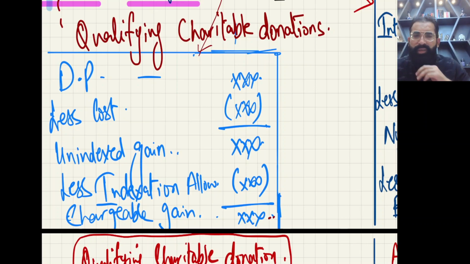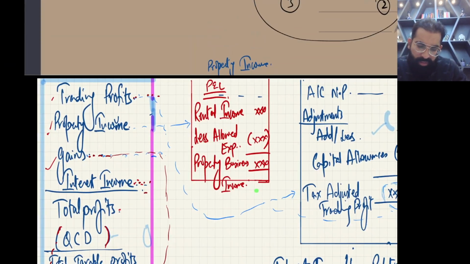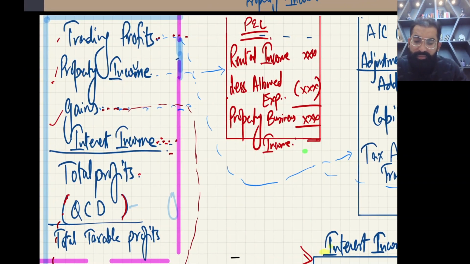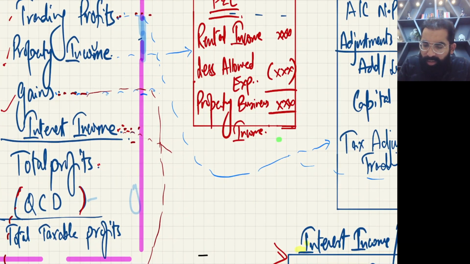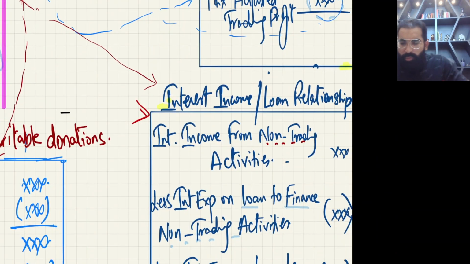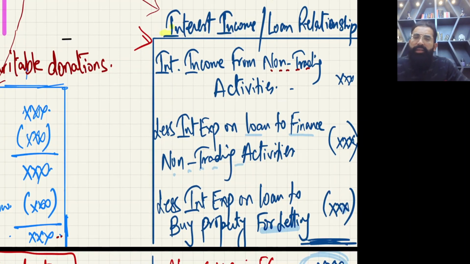And this chargeable gain will come here. Now the fourth thing is very interesting and new, which is interest income. This is a special treatment in corporation tax. If you click on the interest income button, you will land on this working. This is a very interesting working. This box is called interest income, and also it is called loan relationship.